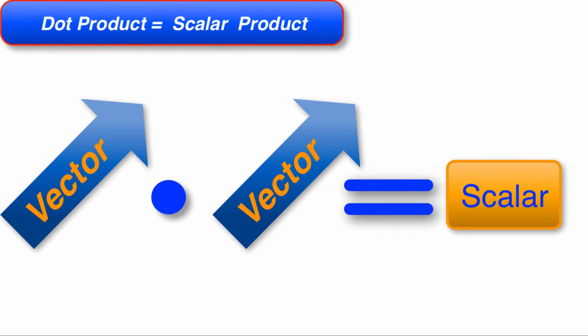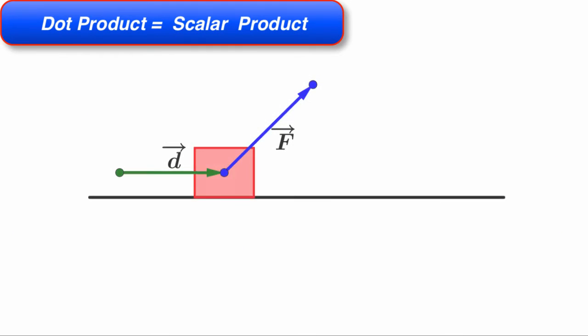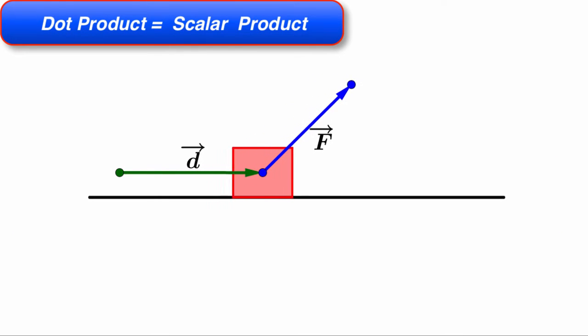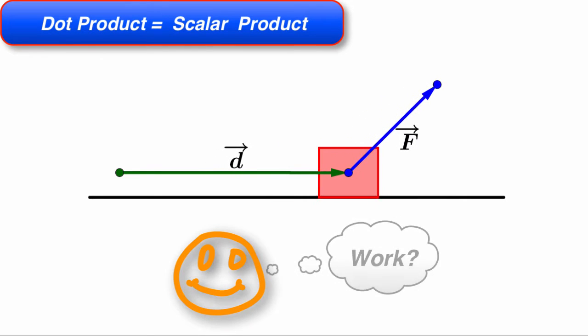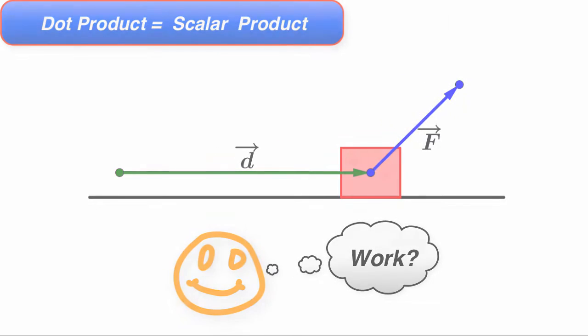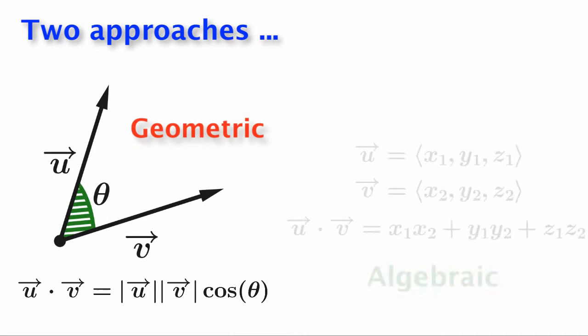Historically, dot product was motivated by a problem in physics where we would like to calculate the work done by a force F exercised on an object which causes it to be displaced by a vector D. There are two approaches for performing dot product, geometric and algebraic.